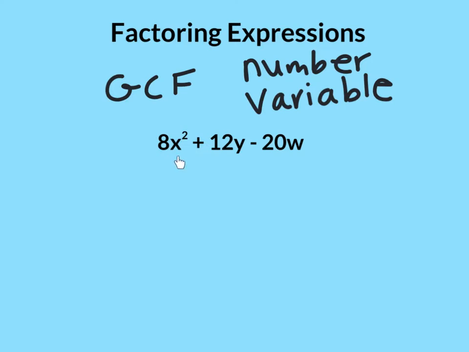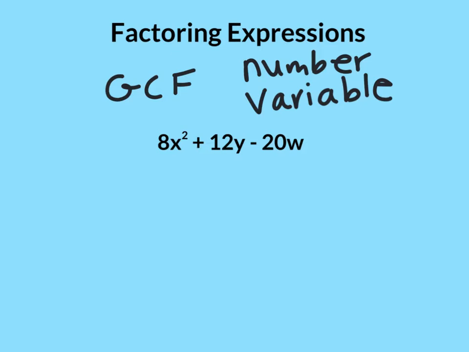So let's examine the three terms that we have. Here are variables an x, a y, and a w, so they do not have a variable in common. So now let's look for a number. So we're looking for that greatest common factor. So I have 8, 12, and 20.